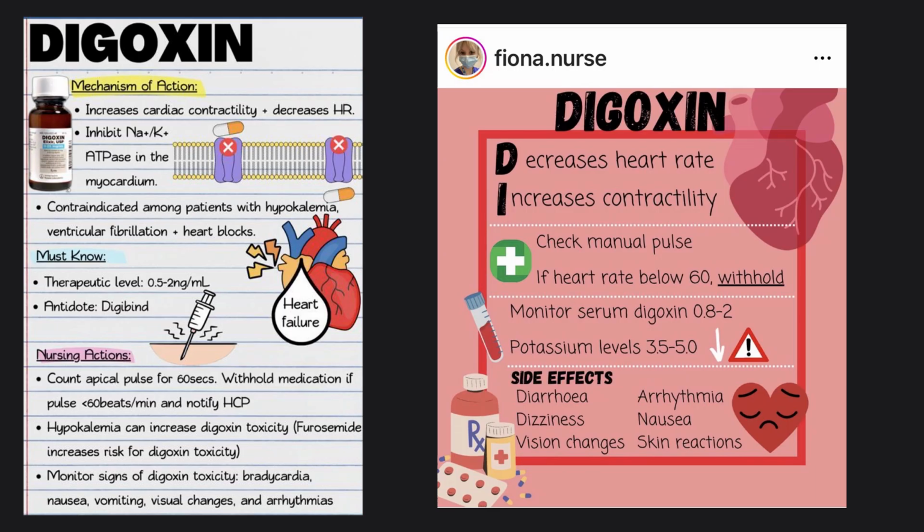And then I put these up here just again. I feel like this would be helpful to you. Let me see if there's anything else I want to point out here. We have our antidote. Make sure you check the pulse, hold it.